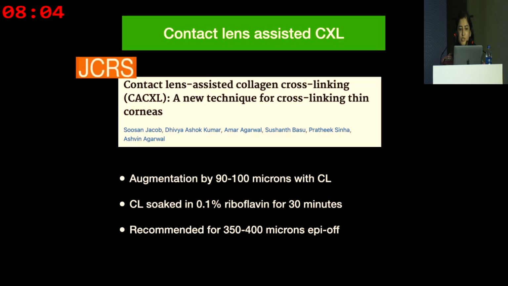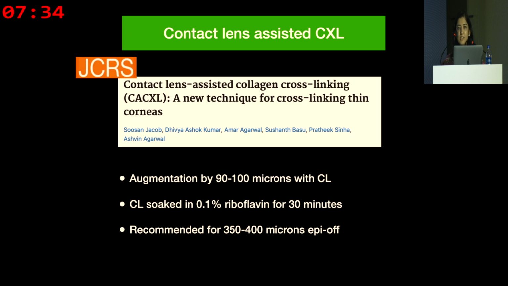This was introduced in 2012 by Dr. Susan Jacob and group. So placing a contact lens on top of the stroma is going to increase the thickness intraoperatively by at least 90 to 100 microns, which is the thickness of the soaked contact lens. So what they do is that the contact lens is soaked in 0.1% riboflavin for 30 minutes. At the same time, the cornea is also soaked with riboflavin. And then the soaked contact lens is placed on the epi of cornea.